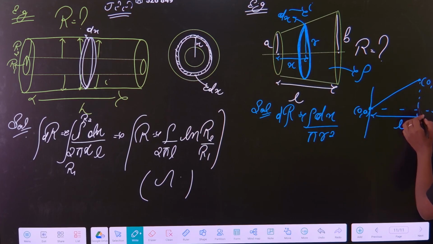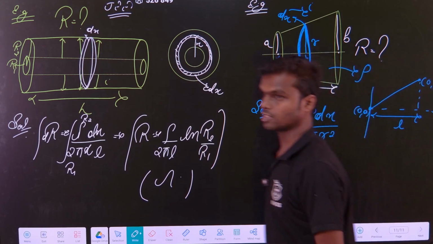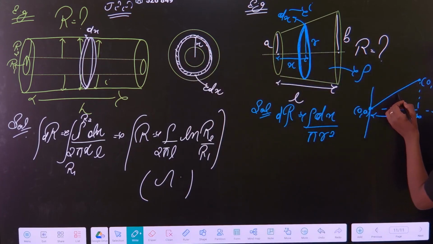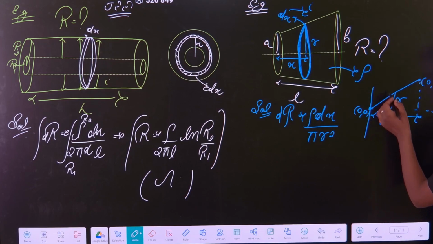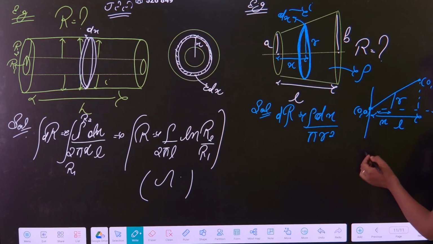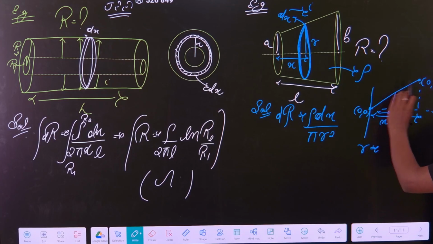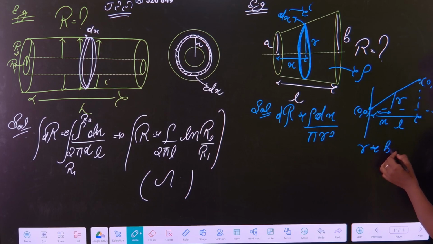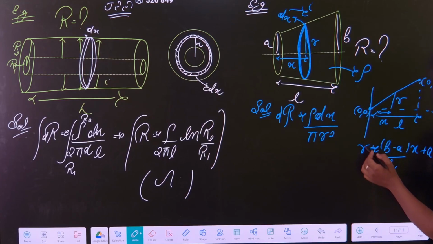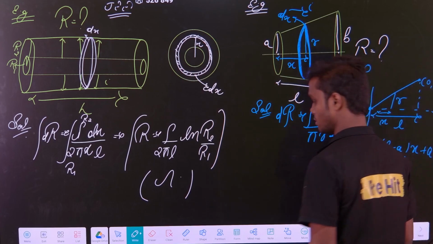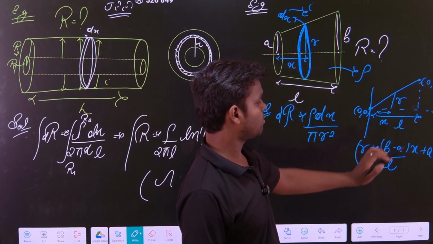Now can you write the equation of this straight line? Basically, can you write the equation? And at some point this distance is r, and this position is x. Yes. So what is my r? It means the y coordinate. y is equal to mx plus c. What is the slope? (b minus a) divided by L, into x, plus c. What is the constant? The constant is the intercept, that is a. Correct? So y is equal to mx plus c.